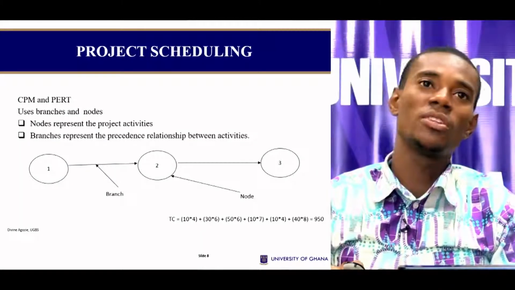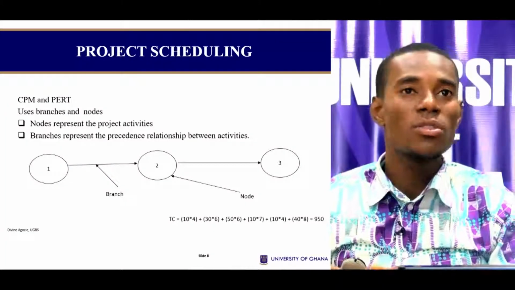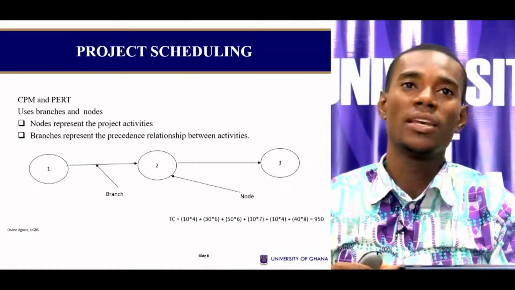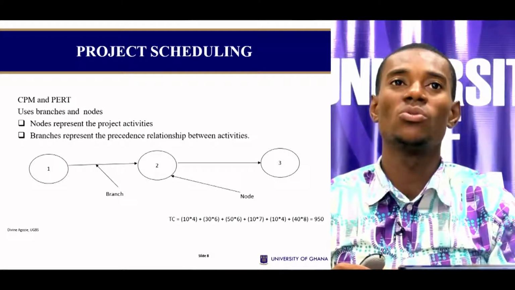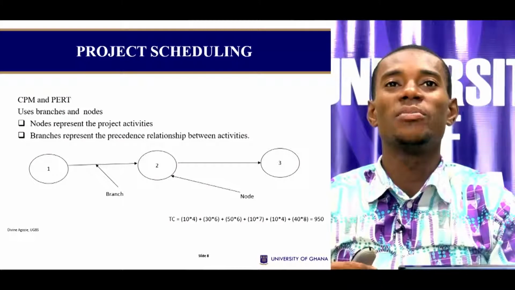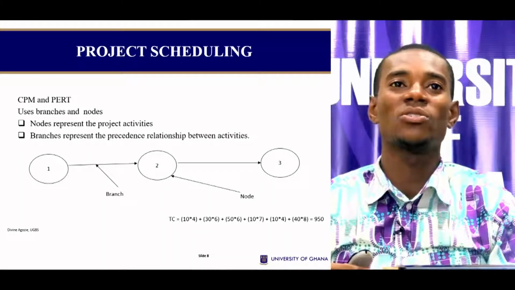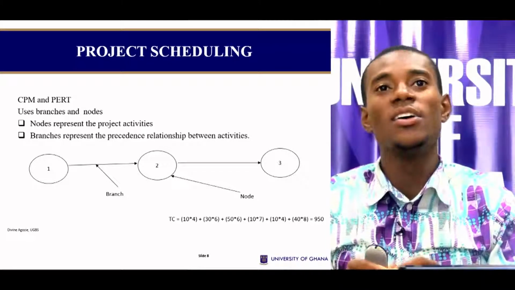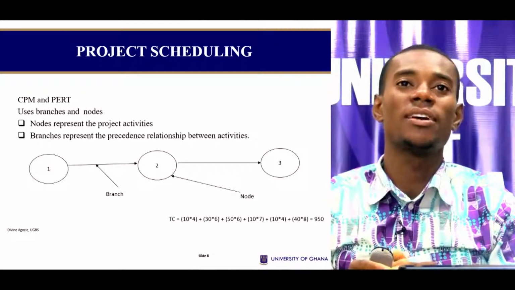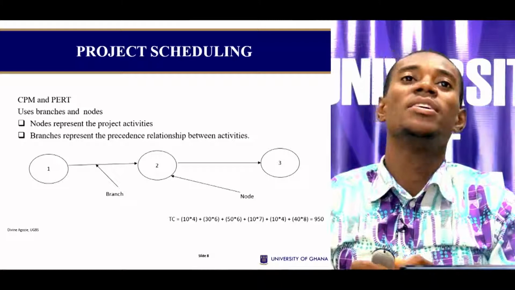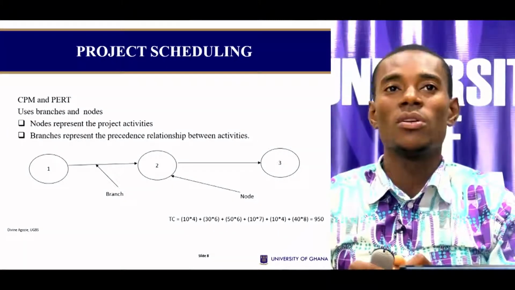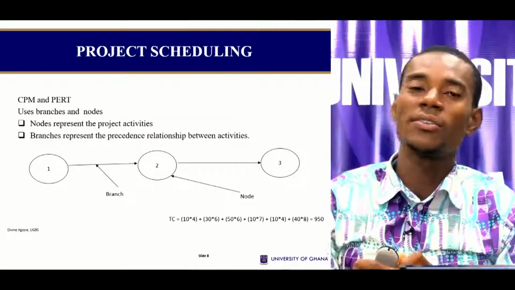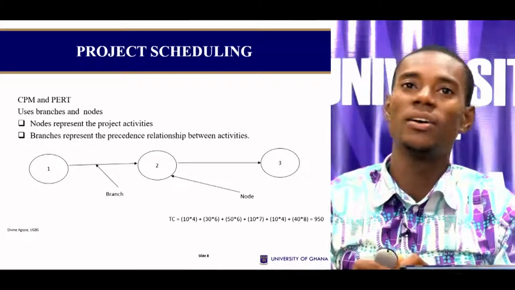Okay, so for the CPM and PERT, they both use what we call nodes and arcs. The nodes represent the project activities, and then the arcs, or what we call the arrows, what you see in there. The nodes are those circular shapes with the numbers in them, and then the arcs are the branches, the arrows you find connecting those nodes.